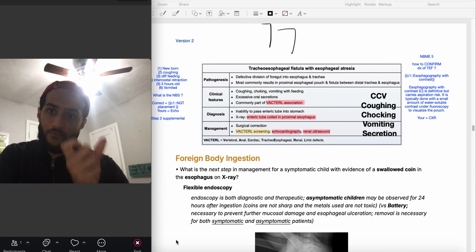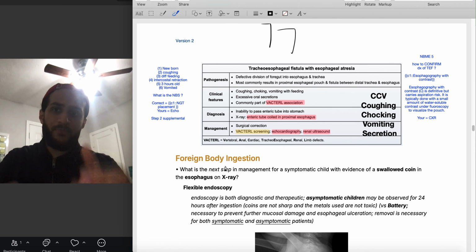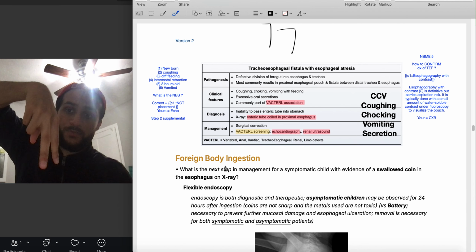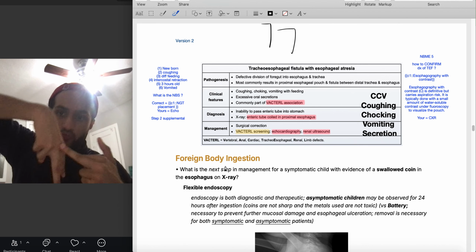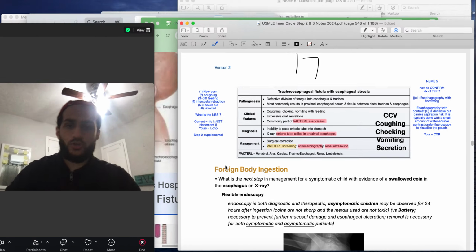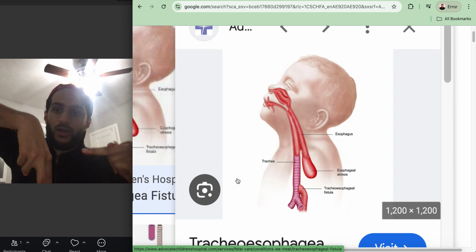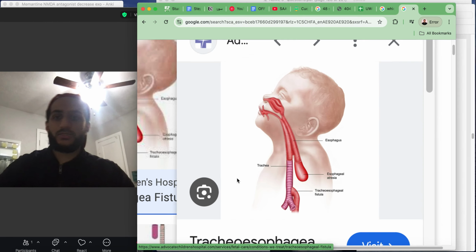About tracheoesophageal fistula with esophageal atresia. That's the most common type of them. There are many variants. You have a trachea which kind of splits. You have a tracheoesophageal fistula, and then we have an esophageal atresia on top. I'll show you a photo to make sense of it. So esophageal atresia on top, and then a trachea with esophageal fistula over here. That's the main thing.